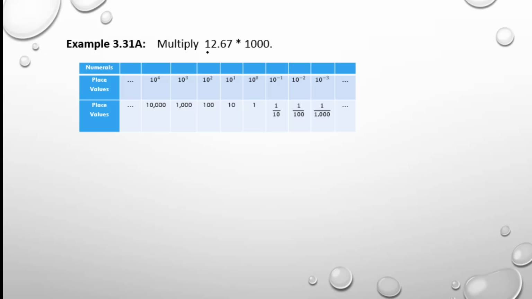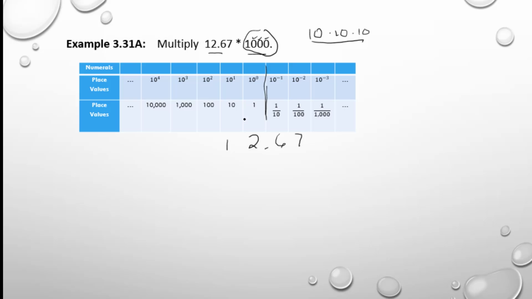So multiplying a decimal by a power of 10 is very simple. It's easier to do in your head than it is on a calculator. So here is our decimal point here. And I'm going to put this number in. It's 12.67. And I'm multiplying it by 1,000. 1,000 is 10 to the third, which means 10 times 10 times 10. So there's 1,000. There's also 3 zeros.